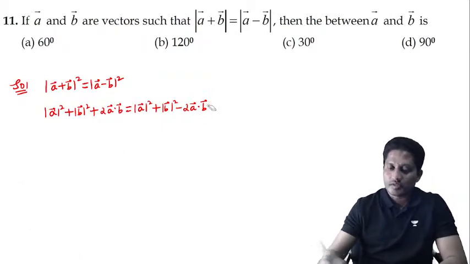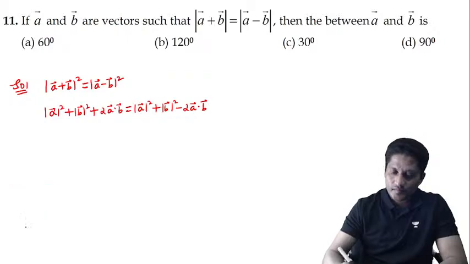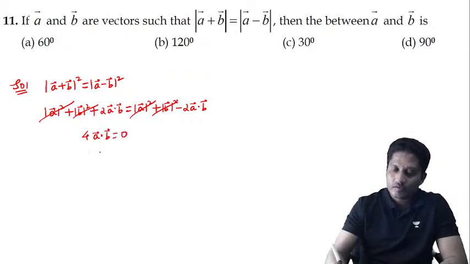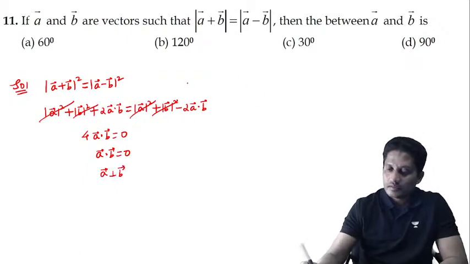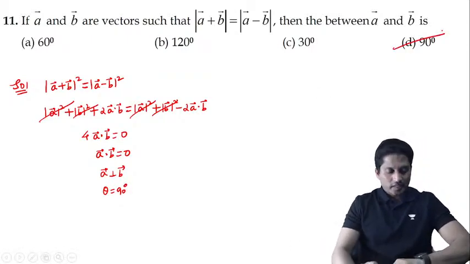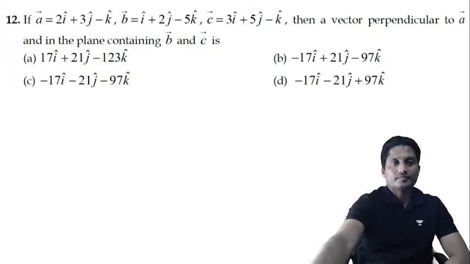Right, now if I substitute the values, mod A will cancel, mod B will cancel. If you shift on the left side, 4 times A dot B is equal to 0. So this means that A dot B is 0. A dot B is 0 means A is perpendicular to B. That is, A is perpendicular to B means theta should be equal to 90 degree. Answer is option D. Right, let's move to the next question.